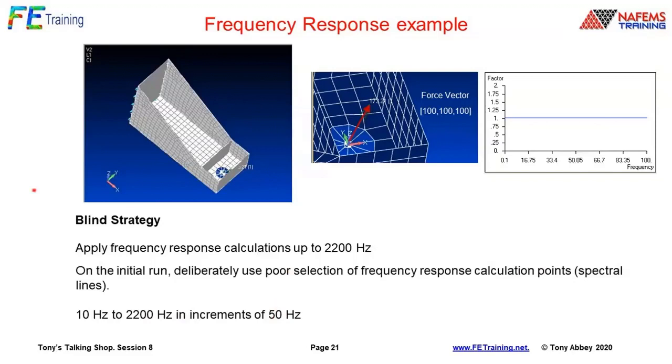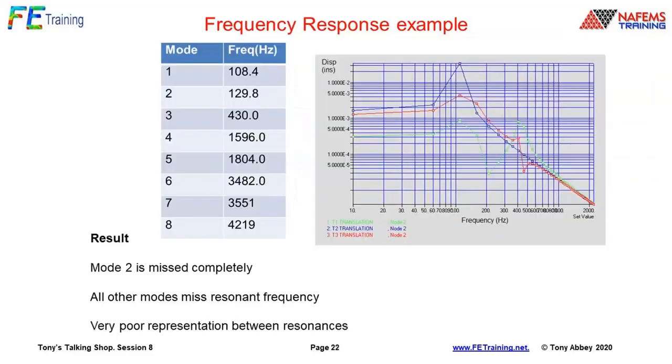So if we run at that, and then we look at the frequency response, these are the modes again, and this is my frequency response curve. This is at the payload mass, which is the center point there. You can see it's a horrible sharp point in here. There's no smooth curves. Mode 2 is missed completely.